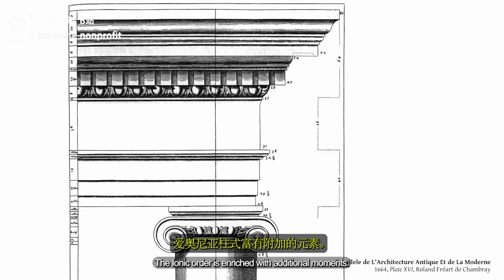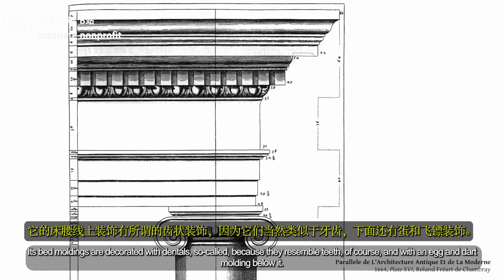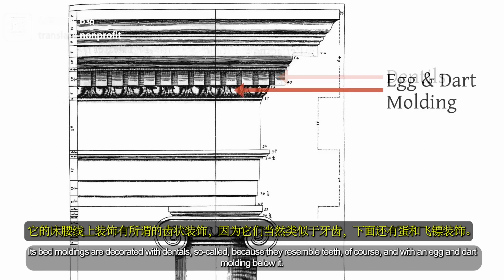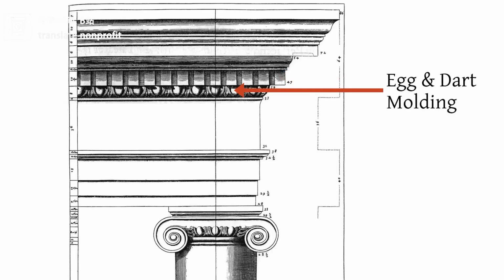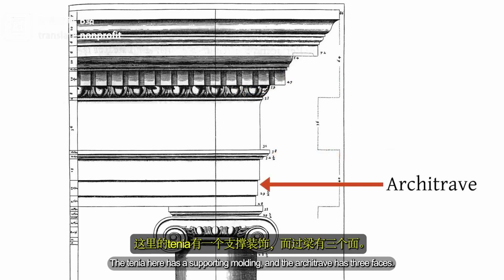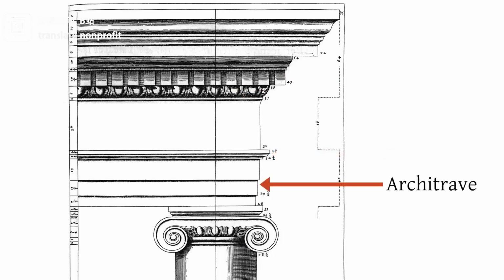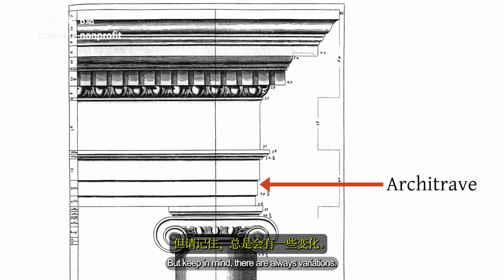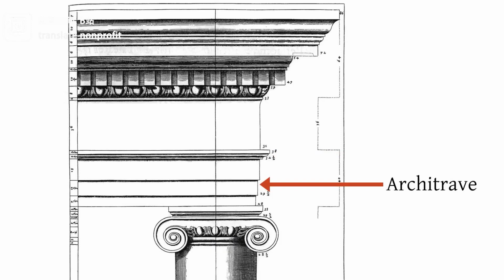The Ionic order is enriched with additional moldings. Its bed moldings are decorated with dentils, so-called because they resemble teeth, of course, and with an egg and dart molding below it. The tinea here has a supporting molding, and the architrave has 3 fascias. But keep in mind, there are always variations.